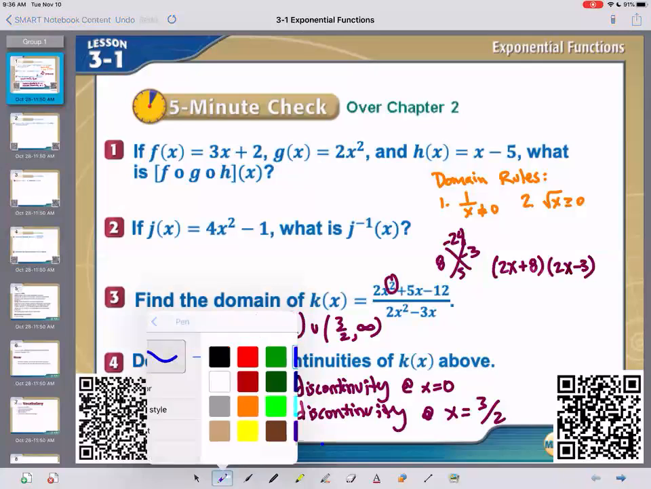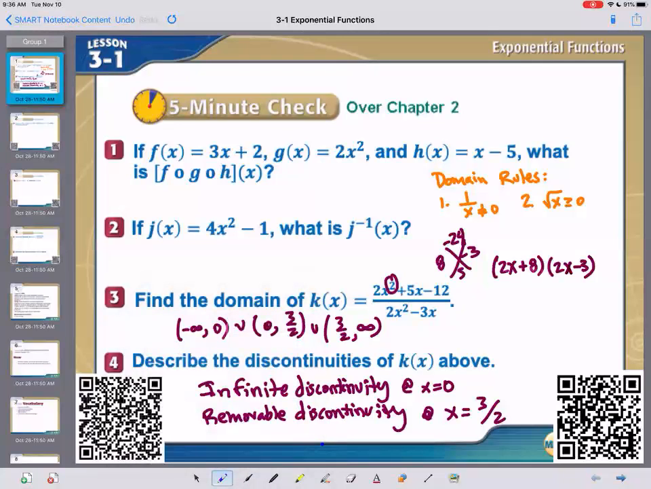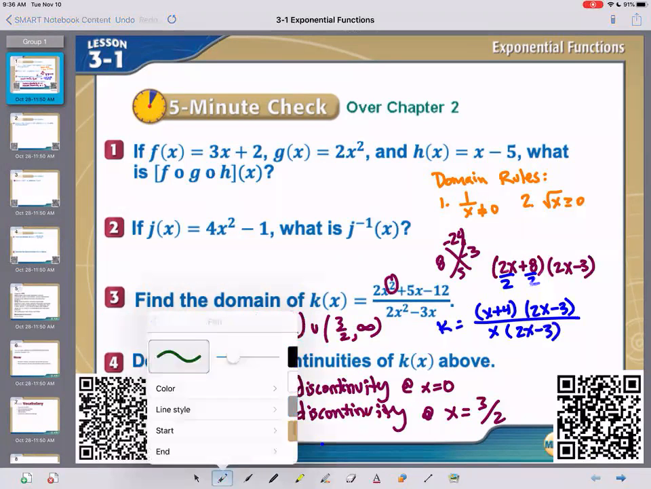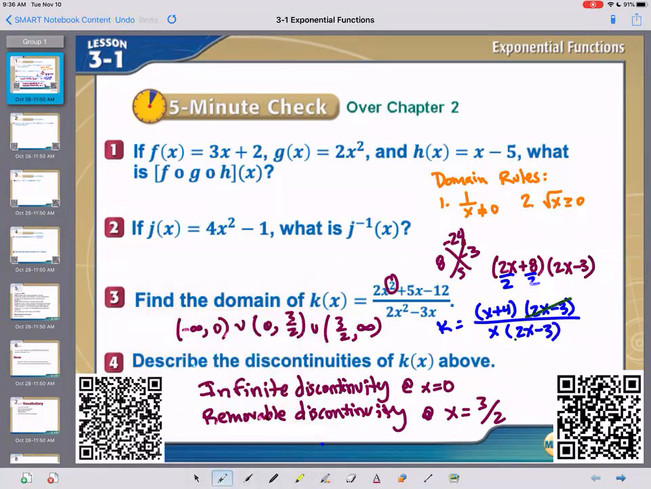Because my a is greater than 1, I need to divide by that value of a, and it looks like the front parenthesis can be divided by 2, not the back. So the numerator could be rewritten as x plus 4 over 2x minus 3. If you remember earlier when we factored the denominator, we had x times 2x minus 3. So algebraically, the reason the 3 halves was removable is that you can remove it from your equation, but the factor of x could not be removed. It's there forever. Since it's there forever, we call it an infinite discontinuity. So there's the algebra behind the graphing.